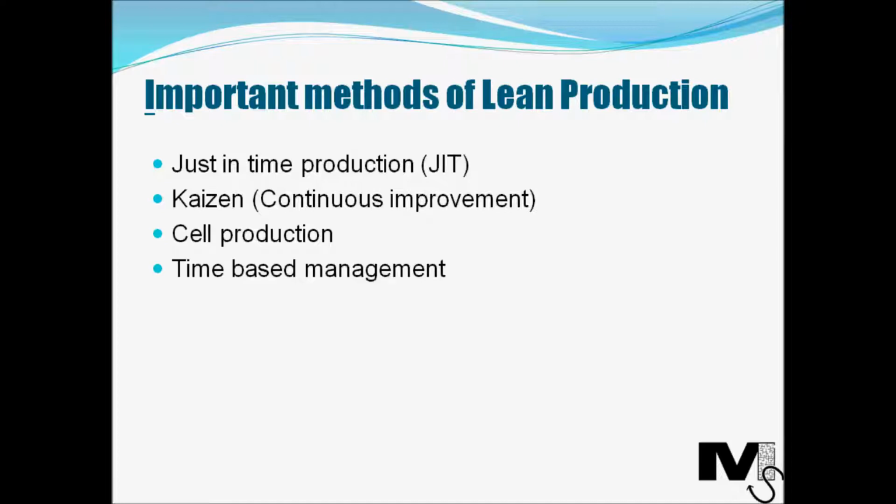This is probably the most important method of lean production and the most popular. Kaizen, which also means continuous improvement, cell production, and time-based management. Let's look at each one of these in a bit more detail.